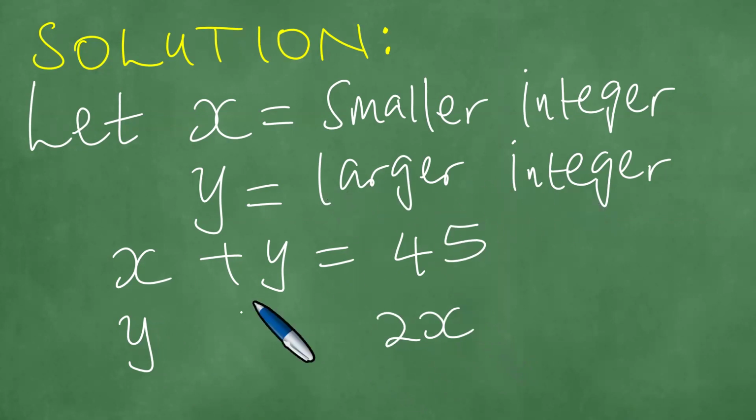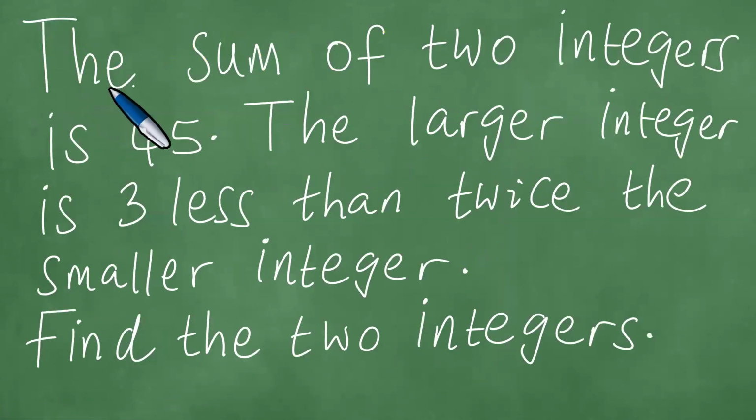Now, we then compare the larger integer with twice the smaller integer. The larger integer is y, the smaller integer is x, and we proceed to compare the larger integer with twice the smaller integer. But the examiner is clear that the sum of two integers is 45. The larger integer is 3 less than twice the smaller integer.